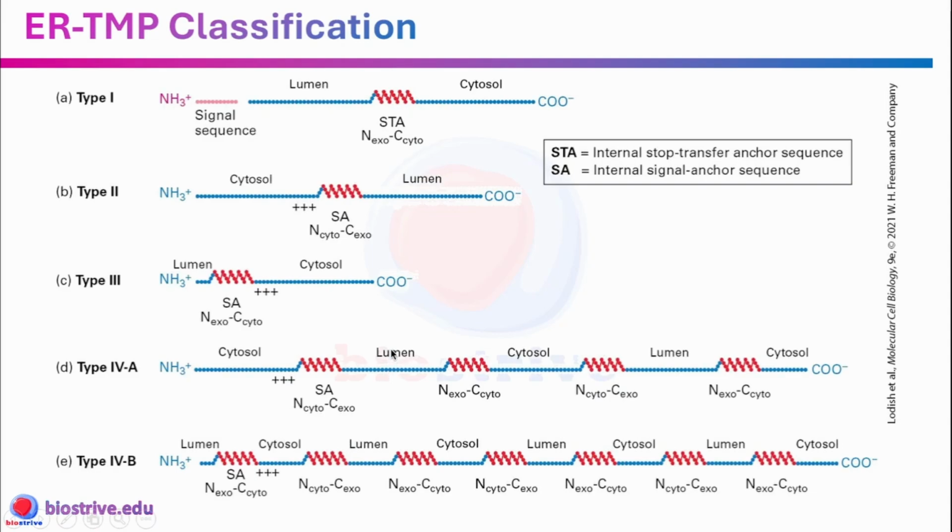Here is the structural composition of these endoplasmic reticulum transmembrane proteins. Type 1 has a specific cleavable signal sequence and a stop sequence. Type 2 has an N terminus that is cytosolic, and a specific stop sequence. Type 3 has an N terminus that is luminal, a C terminus that is cytosolic, and a stop sequence. In the case of type 4, a similar kind of arrangement can be seen for type 4A and type 4B as well.